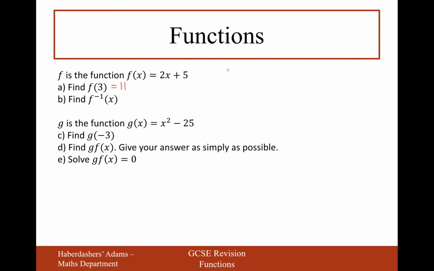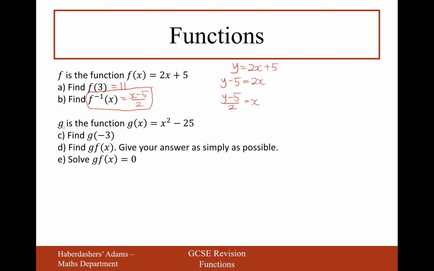Find the inverse of f. Okay, so the way we do that is we do y equals 2x plus 5. We rearrange it, so it's y minus 5 equals 2x. And then we divide through by 2. So it's (y minus 5) over 2 equals x. So therefore the inverse function is (x minus 5) over 2. Remember, you change the y letter for the x letter just in your final answer.